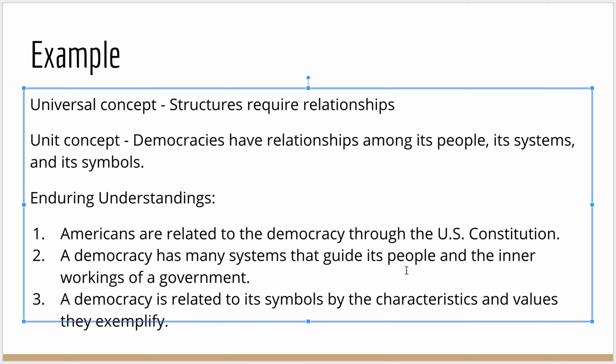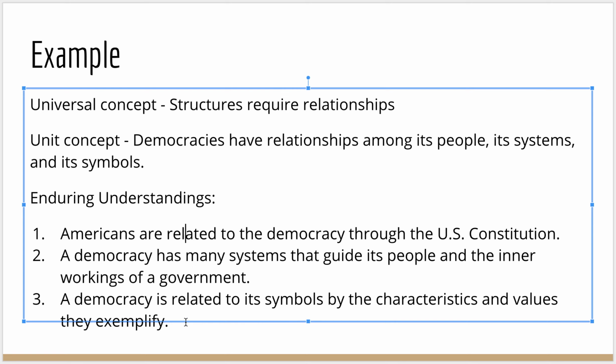So, I'm good with the people and the inner workings of a government. That could lead me to talk about the three branches, which is part of the standards. It could lead me to talk about the U.S. Constitution. And this could also really support the idea of Tennessee, because this one doesn't necessarily talk about Americans.